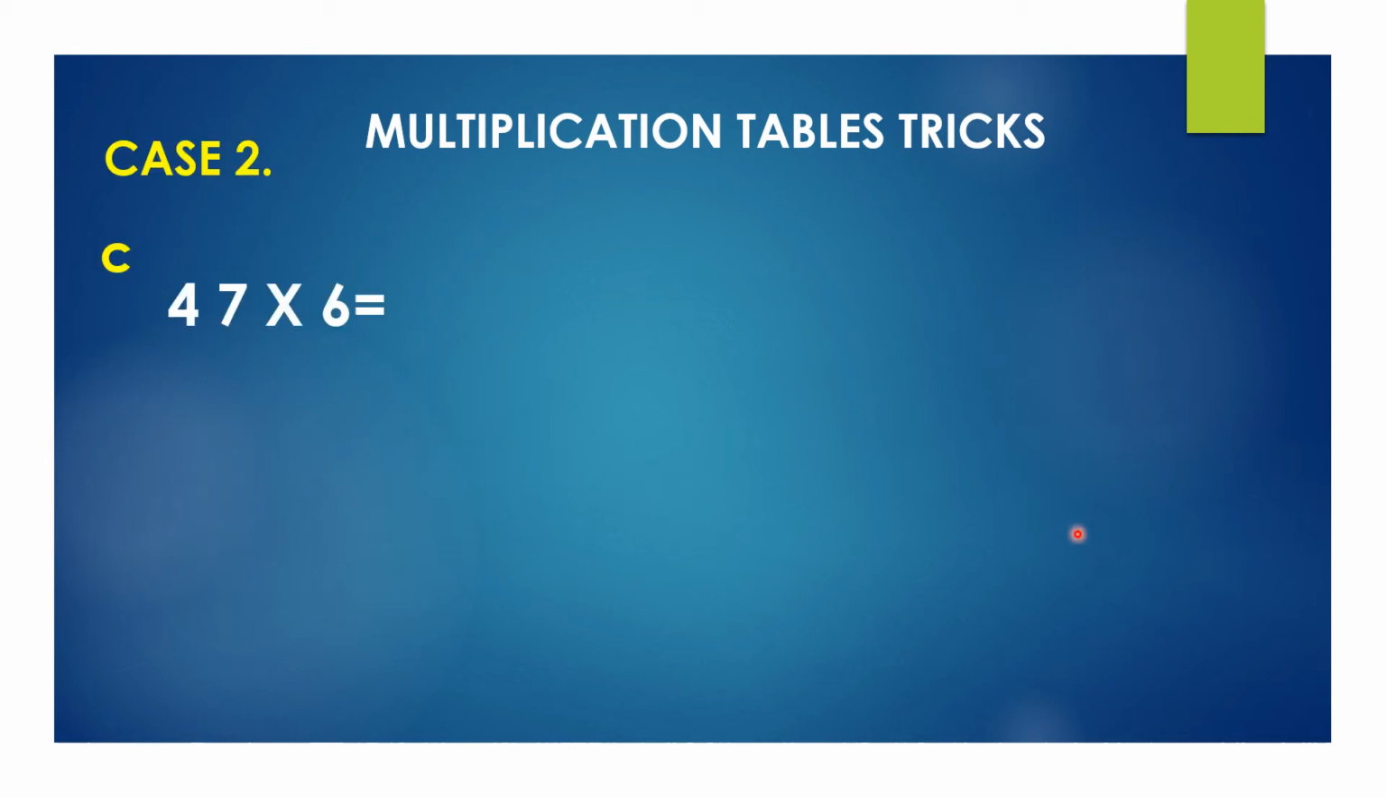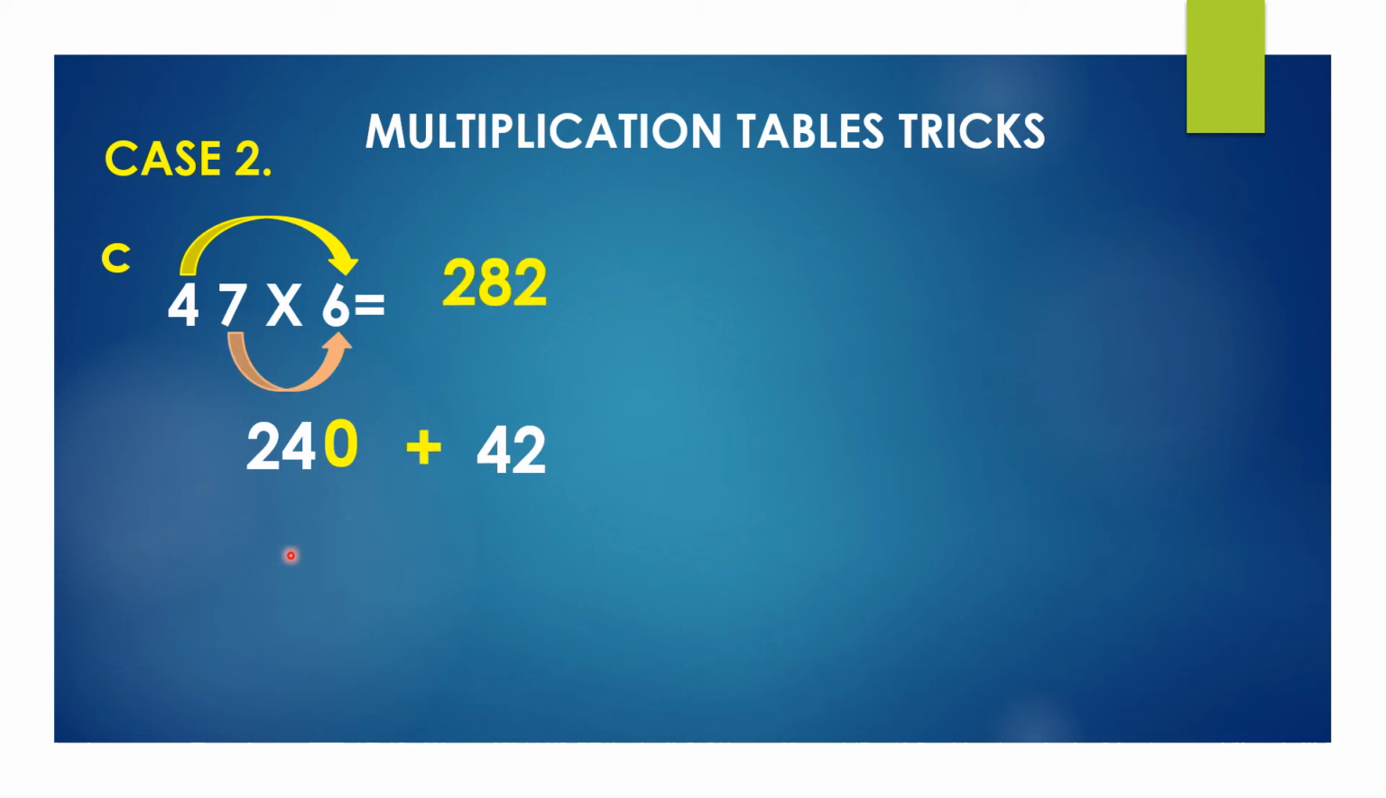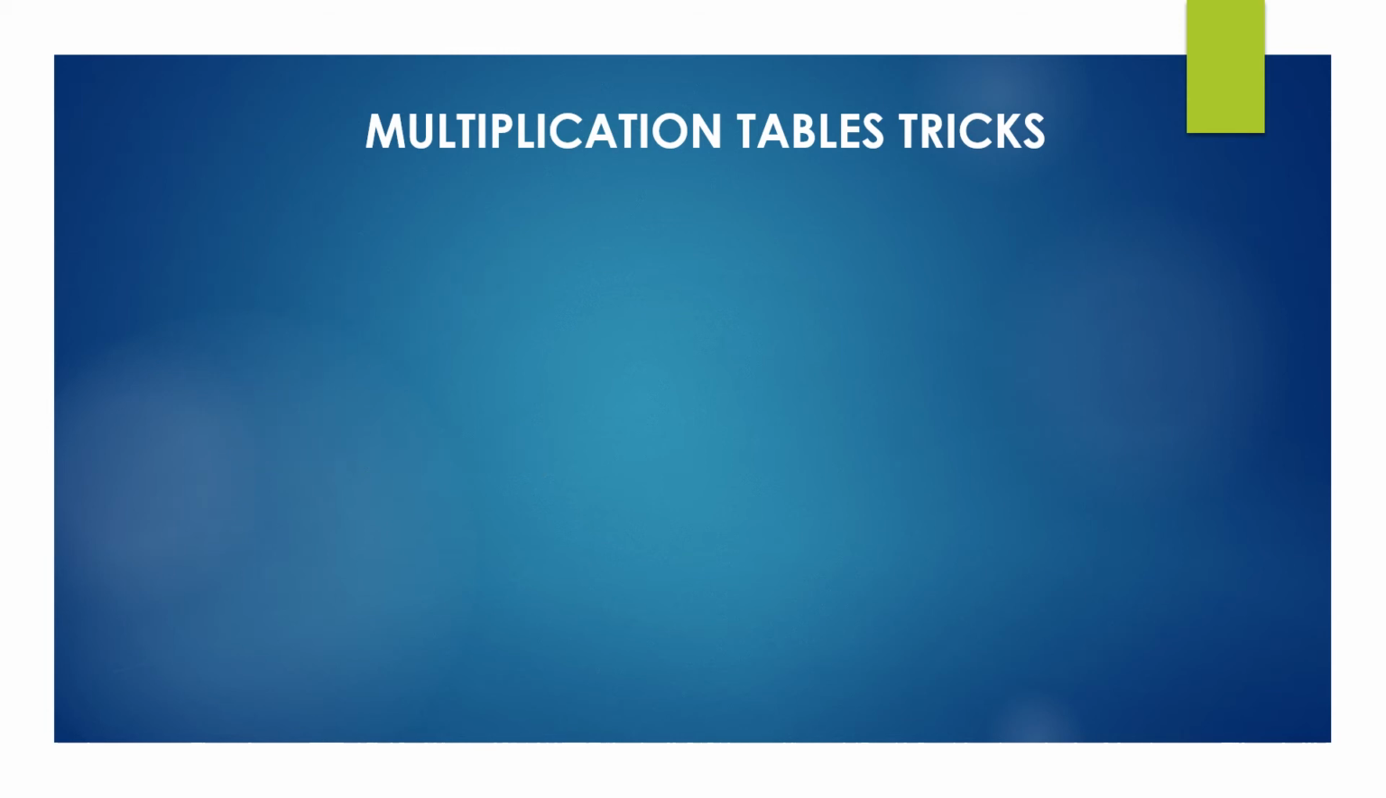Now, 47 into 6. First step, multiply 4 into 6. That means, what is there in the tens place and the digit by which you are multiplying. 4 6s are 24. So, beside 24, you write it as 0. So, it will be 240. And the next step is 6 sevens are 42. Now, you add both these numbers. It will be 282. So the product of 47 into 6 is 282.